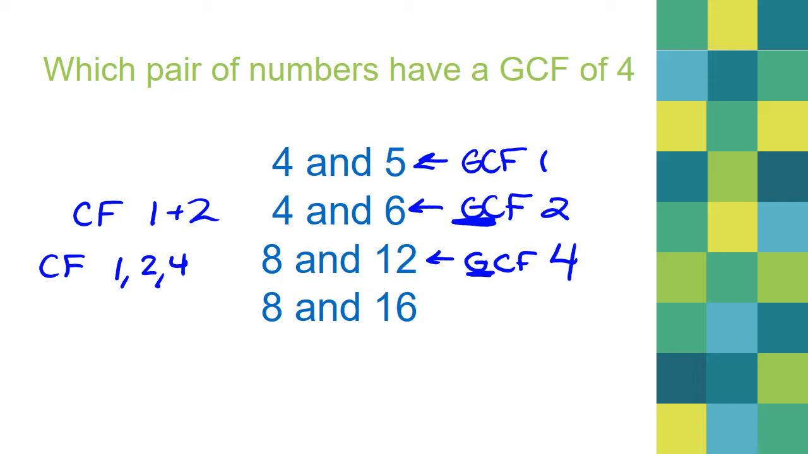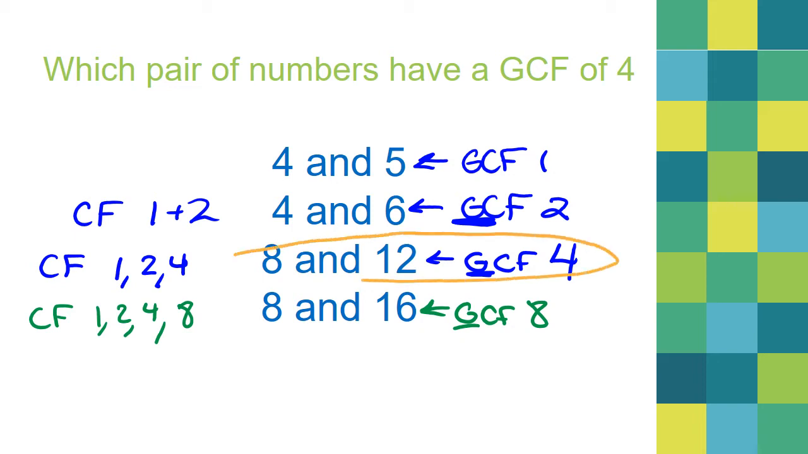Let's talk about why the next one's not true. 8 and 16 have a common factor of 1, 2, 4, and 8. So its greatest common factor for this set of numbers is 8. So it doesn't mean which ones 4 divides into. It means which set of numbers has a greatest common factor of 4. So be careful, that greatest idea means a lot.